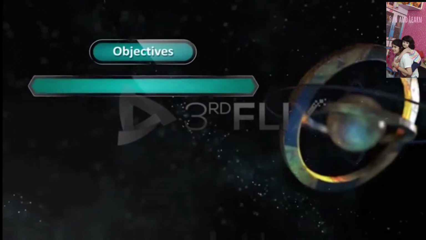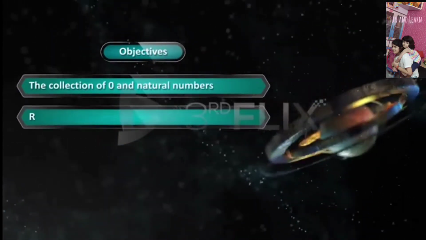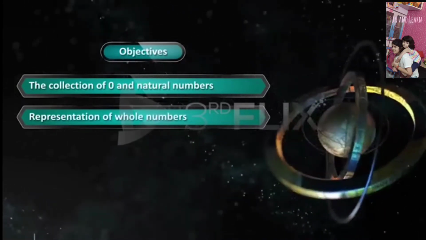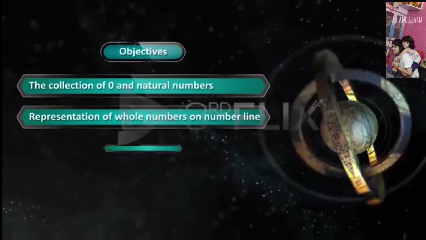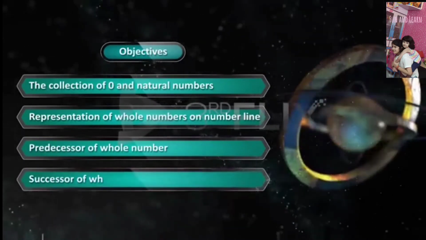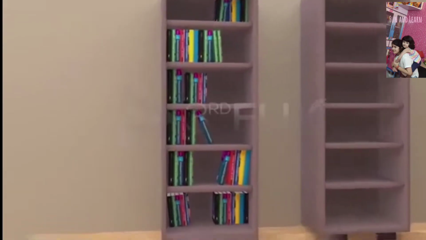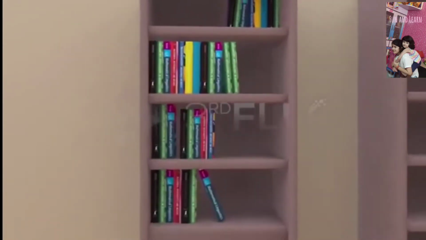Objectives: the collection of zero and natural numbers, representation of whole numbers on the number line, predecessor of a whole number, successor of a whole number.